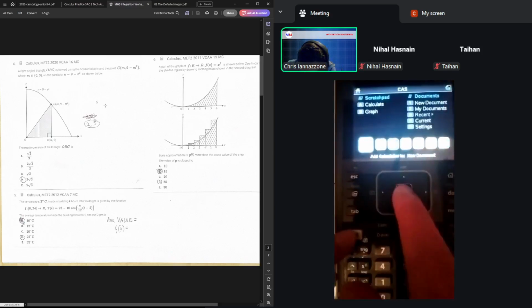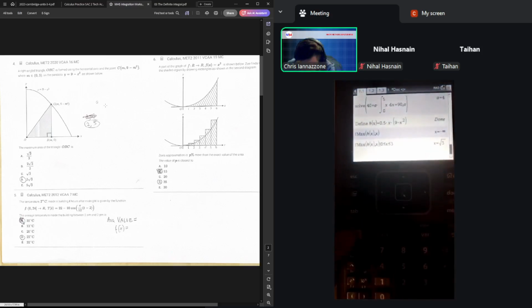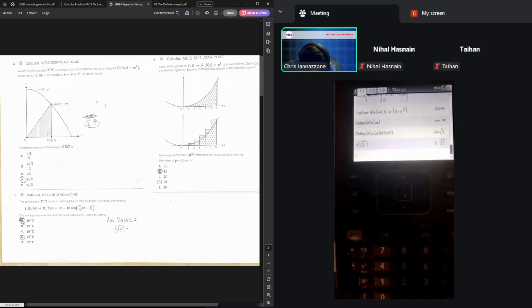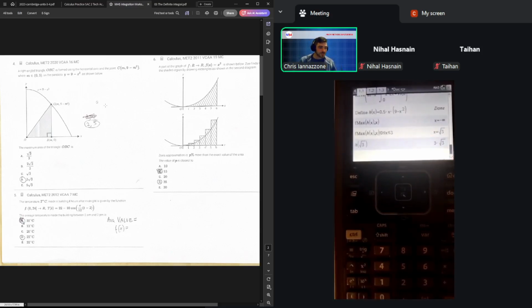Now, if you're using TI-Nspire like me, that is an x value for which there is a maximum. It's not the actual maximum. So to get the actual maximum, I shove that back in because this is my area function. 3 root 3, final answer. You'll see they've tried to screw you over by having part C as the x-coordinate for which there is a maximum, whereas what you want is answer D, the actual maximum.